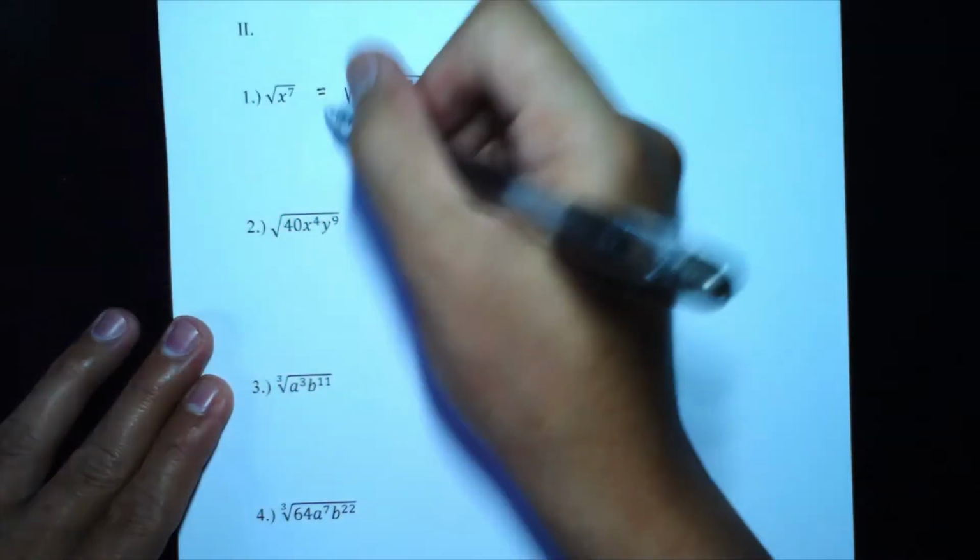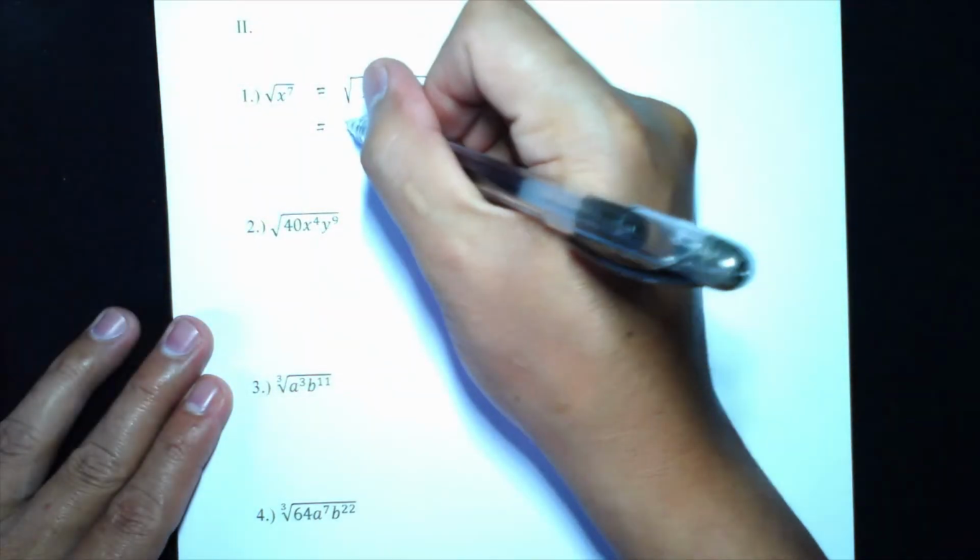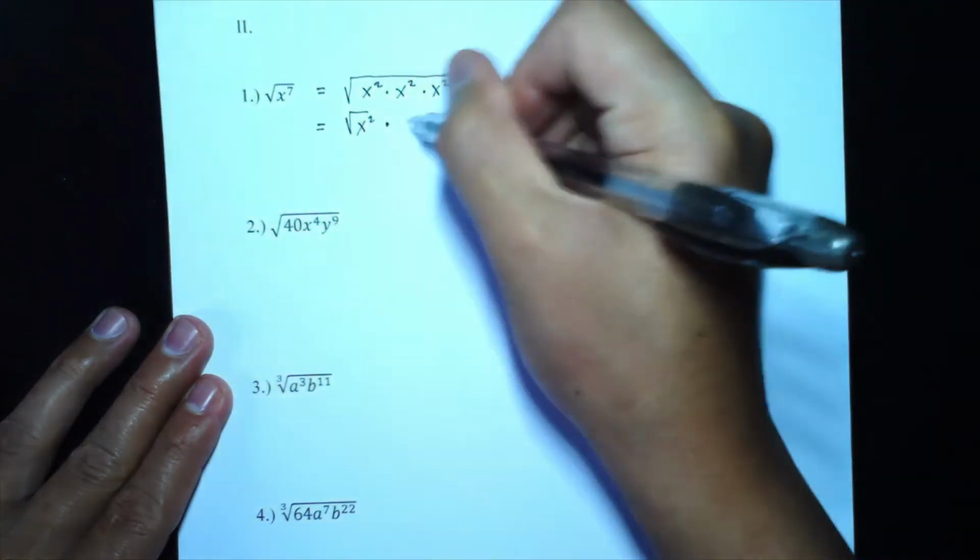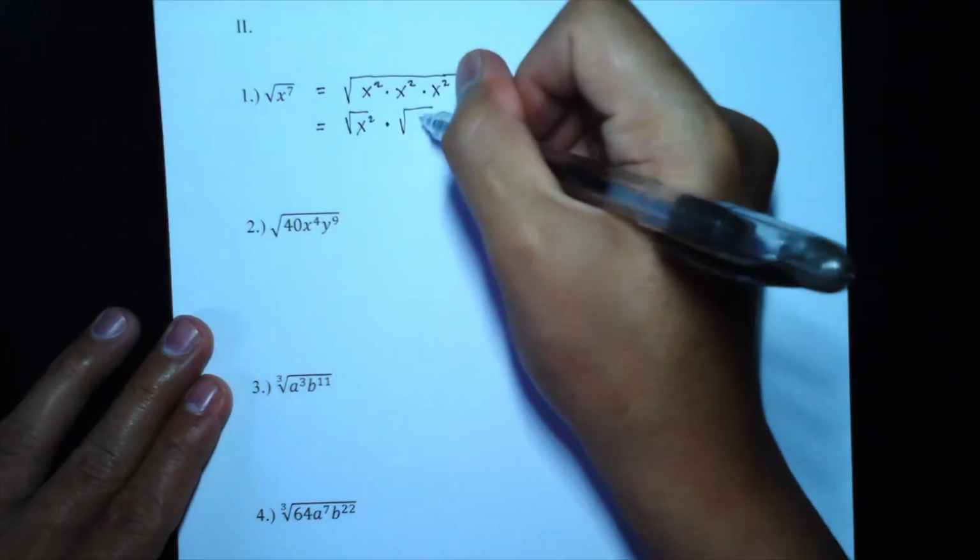Next. Okay, so let's separate this one. So we have square root of x raised to 2 multiplied by square root of x raised to 2.